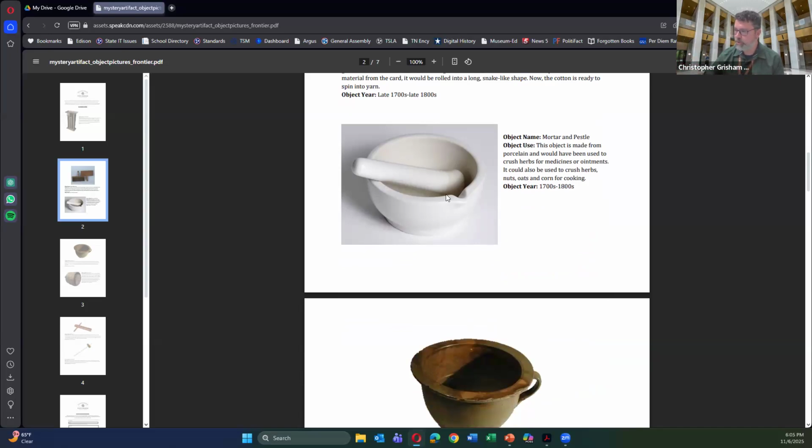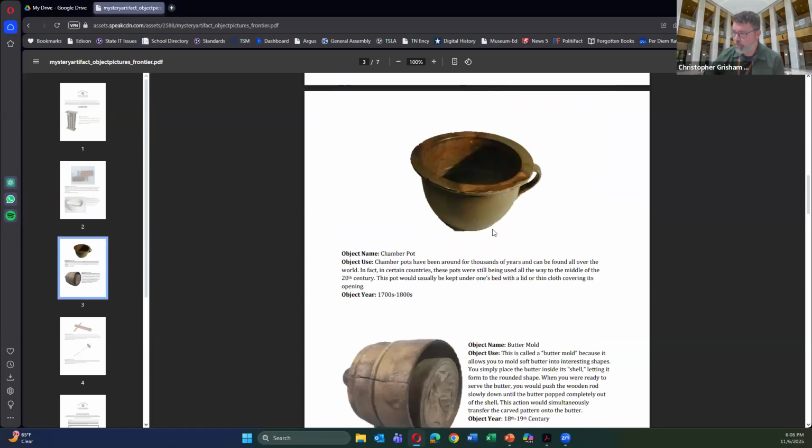We have a mortar and pestle used to grind things up, pretty straightforward. And as a matter of fact, we still use it today. A chamber pot, which gets less used today now that we have those sacred urns from earlier. But a chamber pot is for people to use the restroom in the middle of the night, when you don't want to go to the outhouse. So this would serve that purpose. I won't get too much into the purpose.